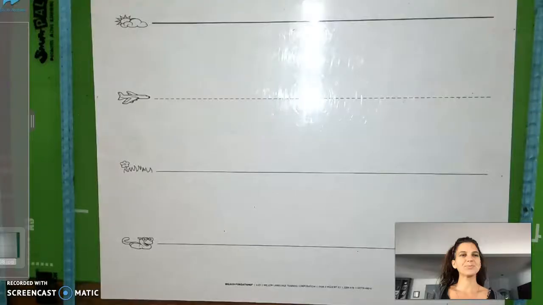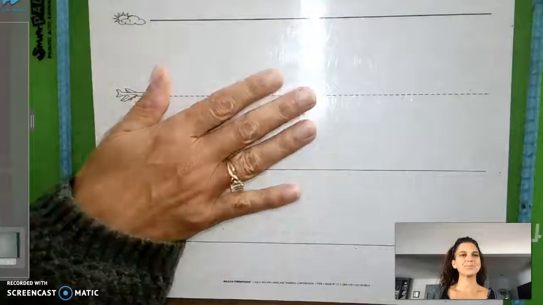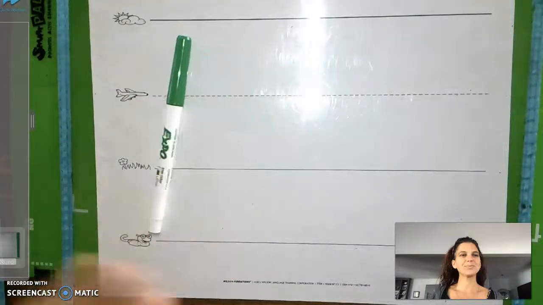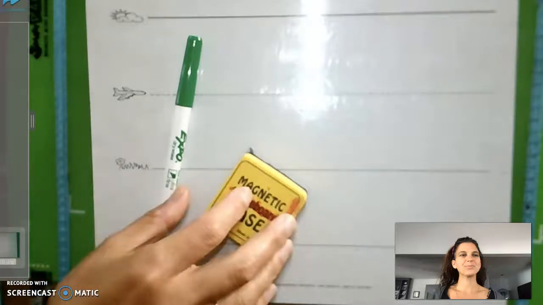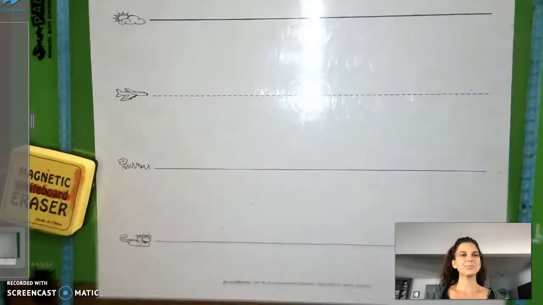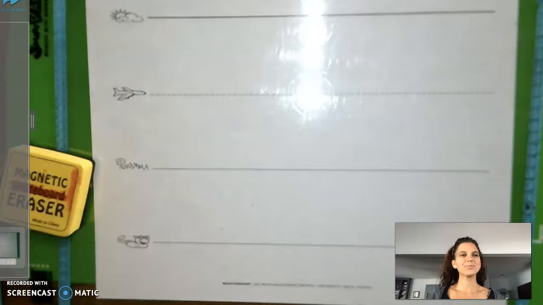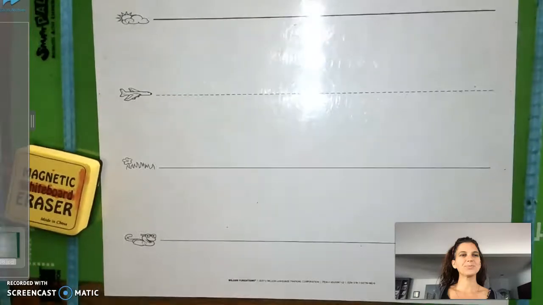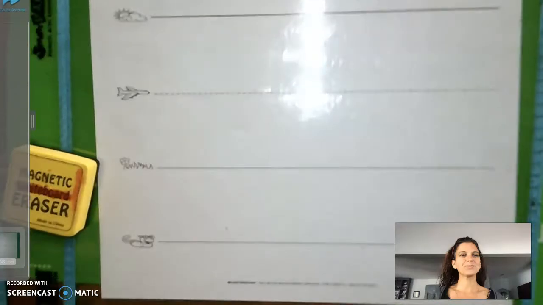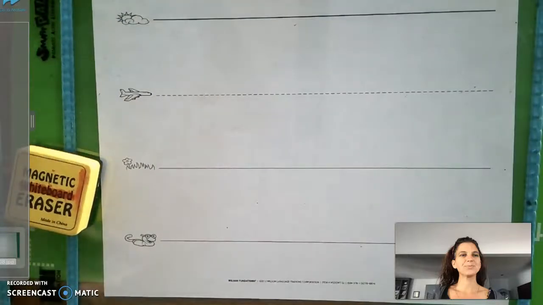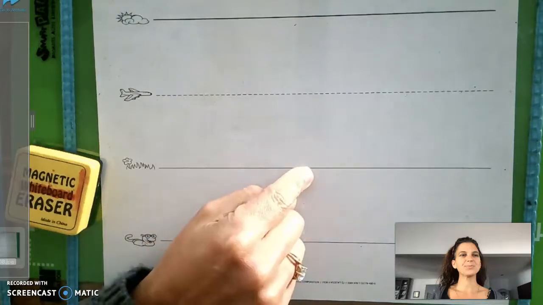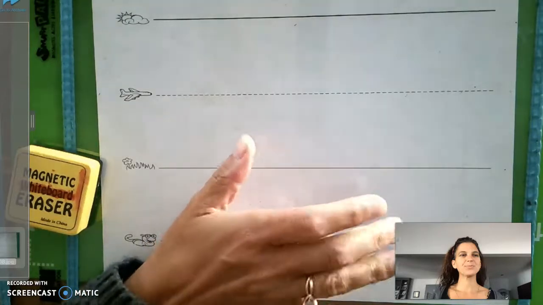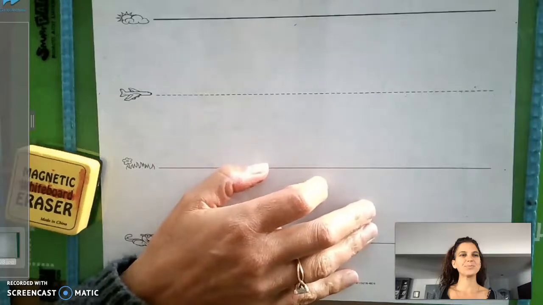Okay, boys and girls, for this next activity, you need your writing grid, a dry erase marker, and your dry erase eraser. So if you want to pause the video and go get those things, when you're ready, just unpause the video and let's get started. Here's what we're going to do. I am going to say a sound twice, and you're going to write the letter that makes that sound on your writing board. All right, let's get started.